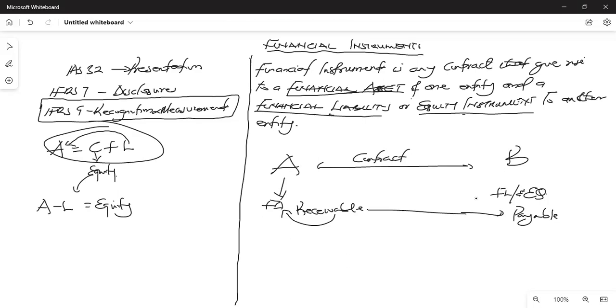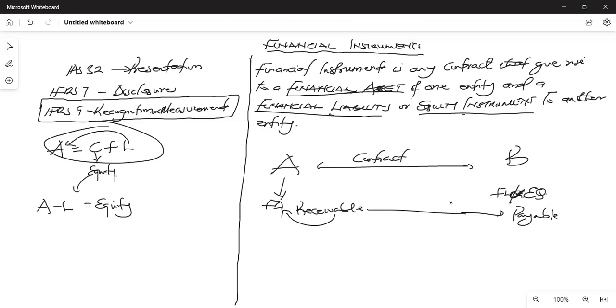But not all current assets are financial instruments. Not all of them are financial instruments. If you have something that gives rise to an asset here and an asset there, it is not a financial instrument. So it has to be an asset to one, and a financial liability or an equity instrument to the other. Sometimes it may fall within the two.